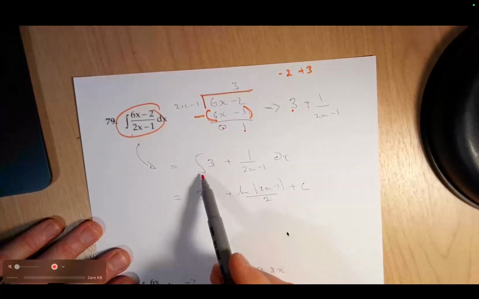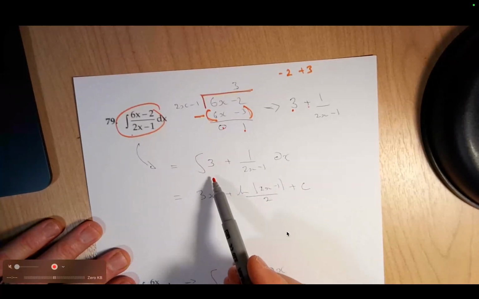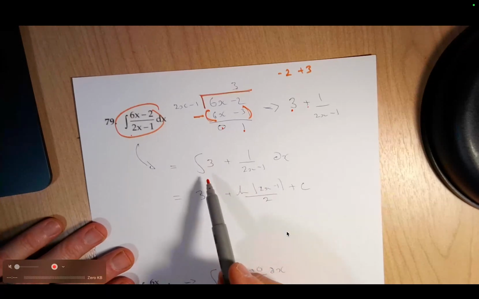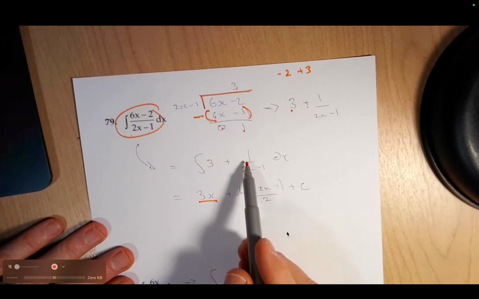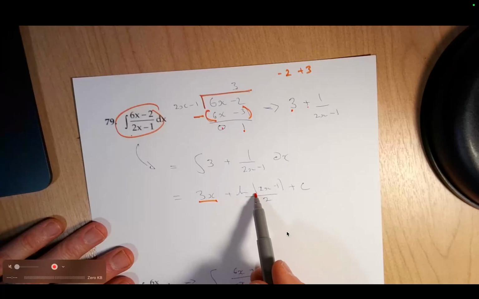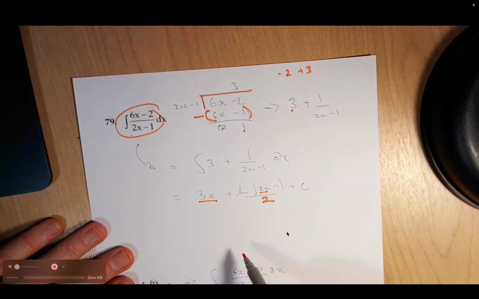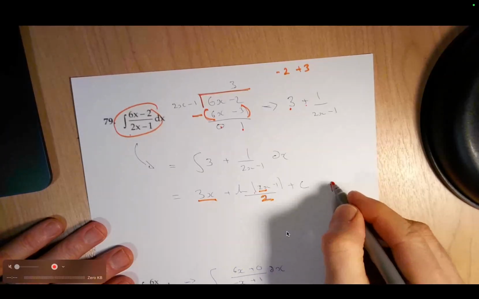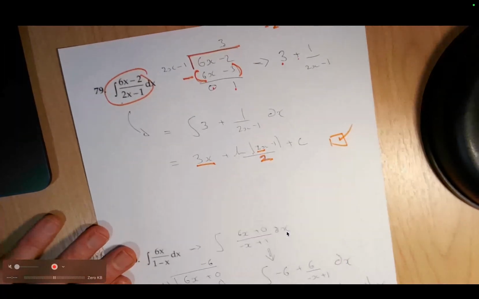That is now integrable. So that becomes 3x. This thing here becomes natural log of 2x minus 1. And don't forget the 2 in there, we've divided by 2, plus c. And that is the answer.